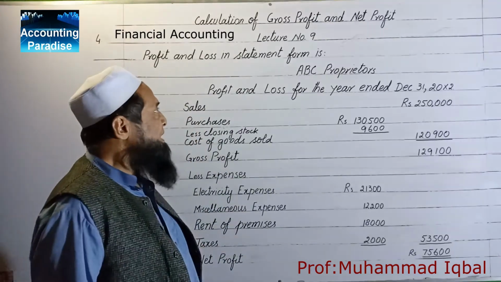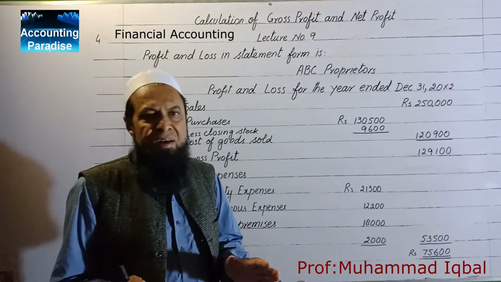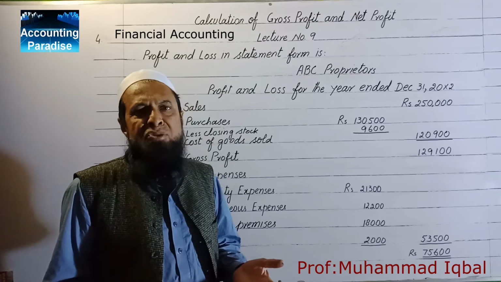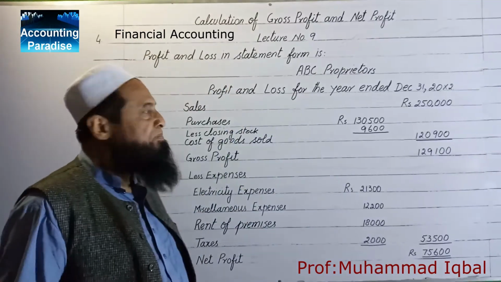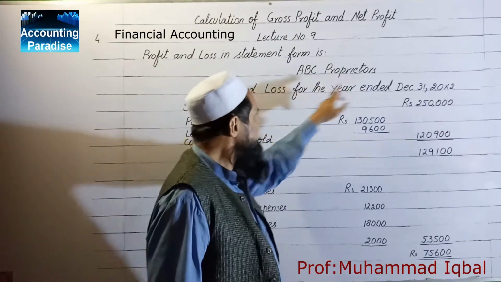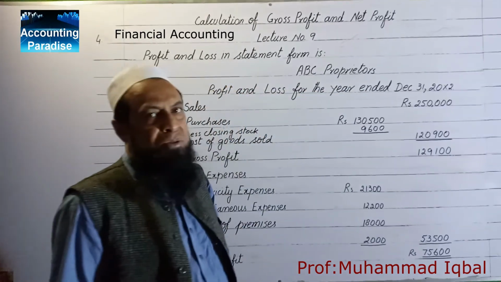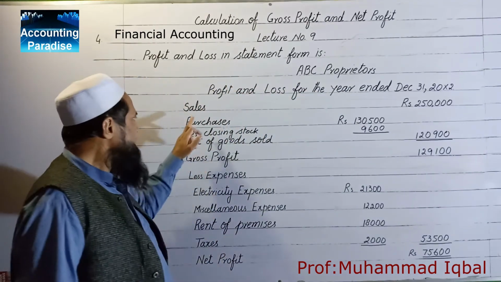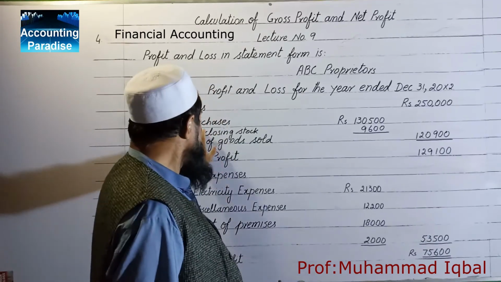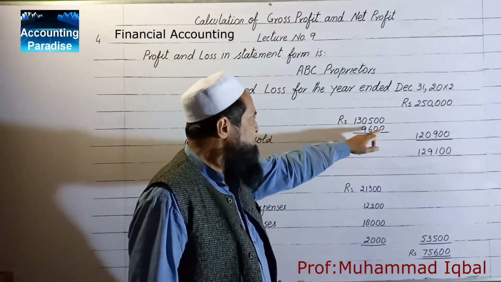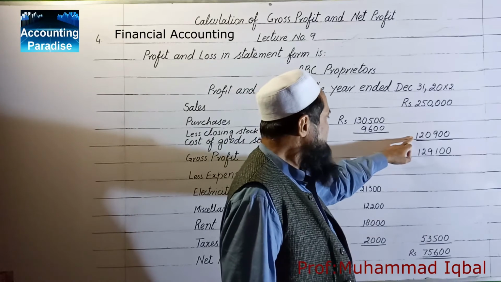Profit and loss in statement form. When we prepare profit and loss, we present it in so many forms. It is one of the forms, statement form. ABC Proprietors profit and loss for the year ended December 31st, 2002. Sales rupees 2,50,000, purchases 1,30,500, less closing stock, we got the cost of goods sold.